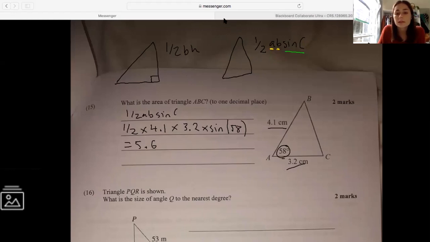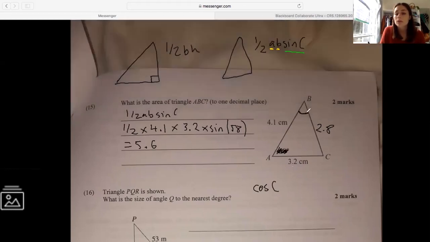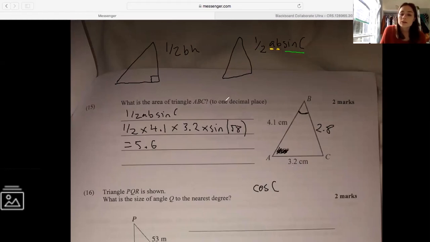And if, for example, they didn't have this 58 here, but they had 3 sides, you just have to use your other cosine rule, the one that has the angle out the front, to calculate an angle. And then once you've got your angle, then you can do your half AB sine C. Does that make sense? Yeah.